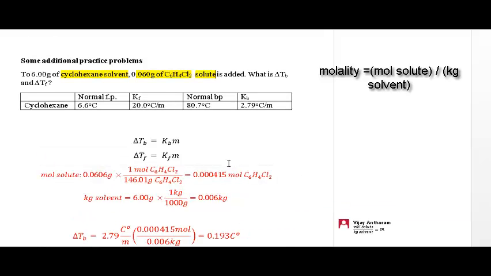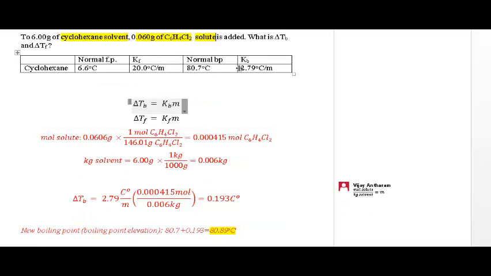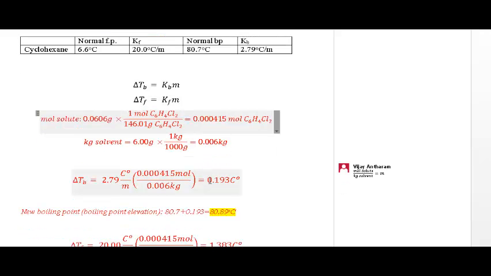So going ahead and calculating the change in the boiling point, we'll calculate the moles of our solute, we'll calculate the kilograms of our solvent, and multiply by Kb, the molal boiling point elevation constant, and we get a value of 0.1936. That's our change in the boiling point.